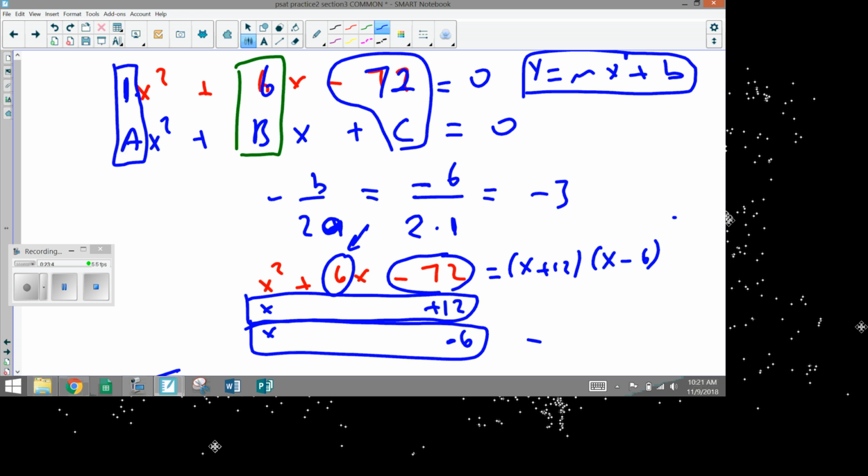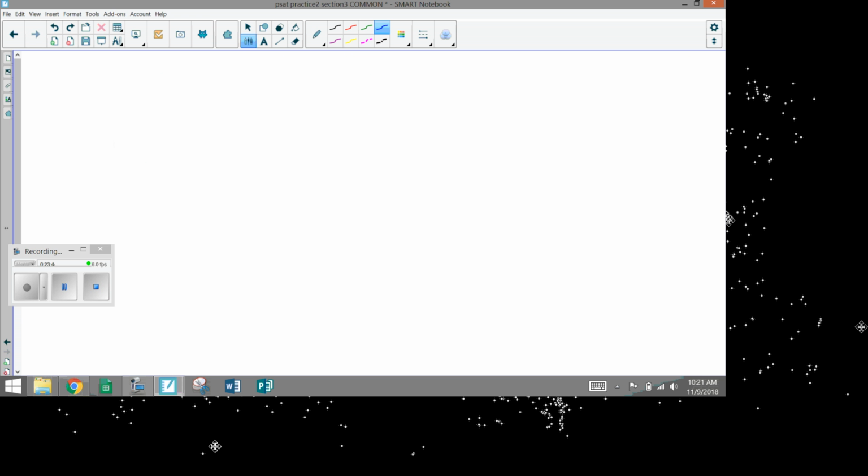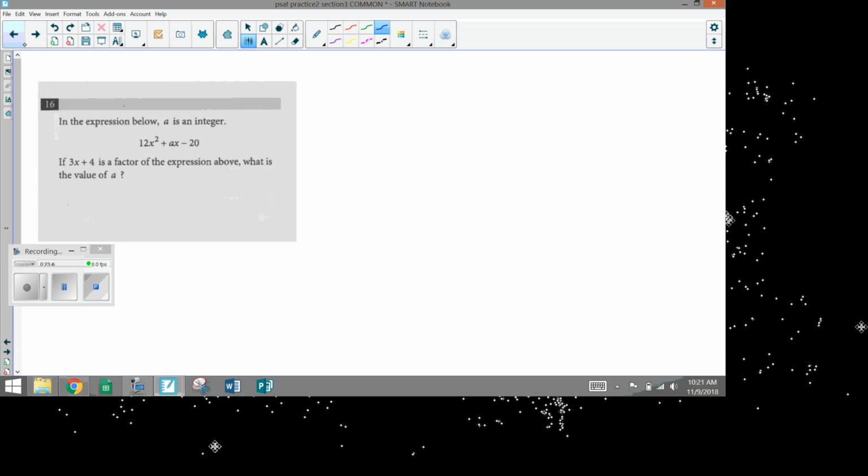Okay, now where is the question? Get back to the question. This one, right? Okay, let me write it down. 12x squared plus ax minus 20. So one of the factors is given. This is equal to 3x plus 4 times something like this. Now, one of them is given here.